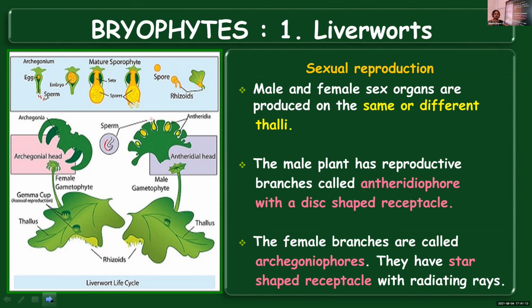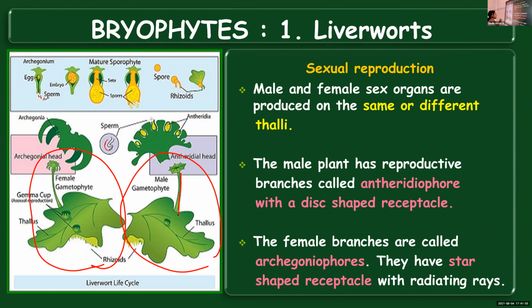Just assume that these are being formed on different thalli. In that case, you already know about antheridium, antherozoid, etc. And these will be produced on specialized branches, which you call antheridiophore. See the figure, children. Here you can see this is the male thallus. This is the female thallus. And here you can see a stalk. That stalk, that branch, is known as the antheridiophore, at the tip of which the antheridium will be present.